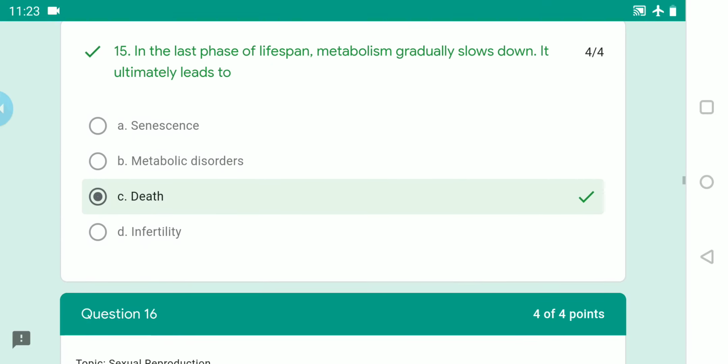Then the next one. In the last phase of the life cycle, metabolism gradually slows down. It ultimately leads to death. That is nothing but senescence, isn't it? So the senescent phase is the last phase of the lifespan, characterized by the deterioration of the metabolic activities of the body that ultimately terminates in death.